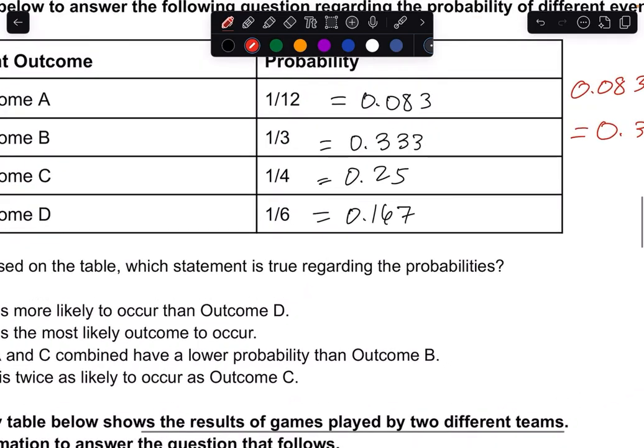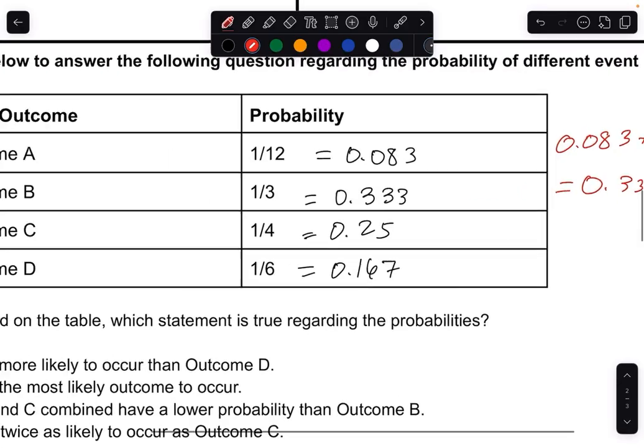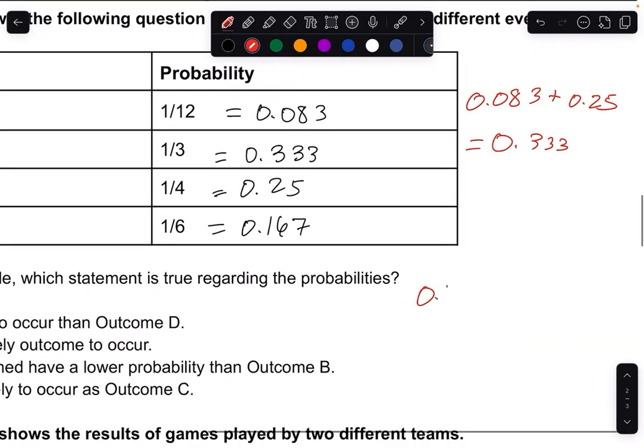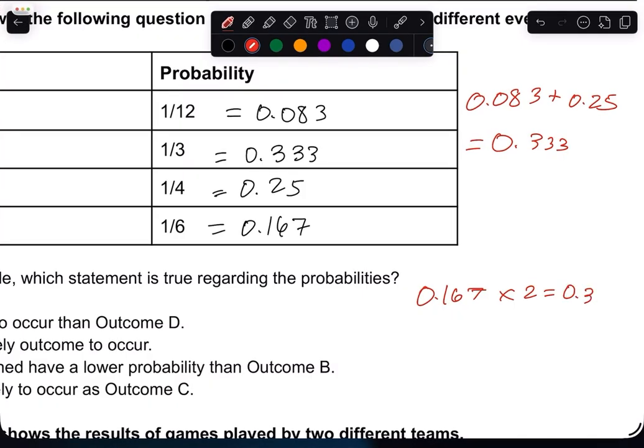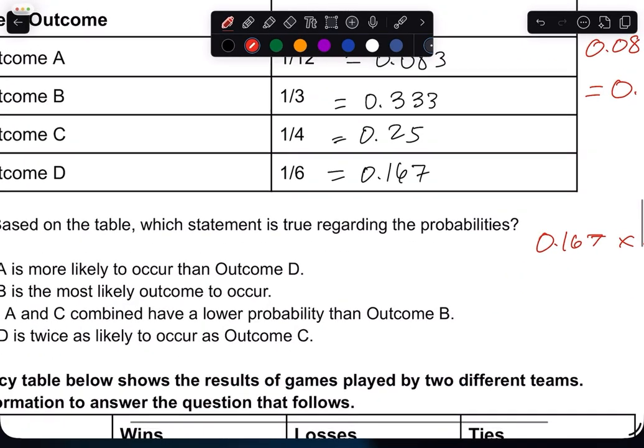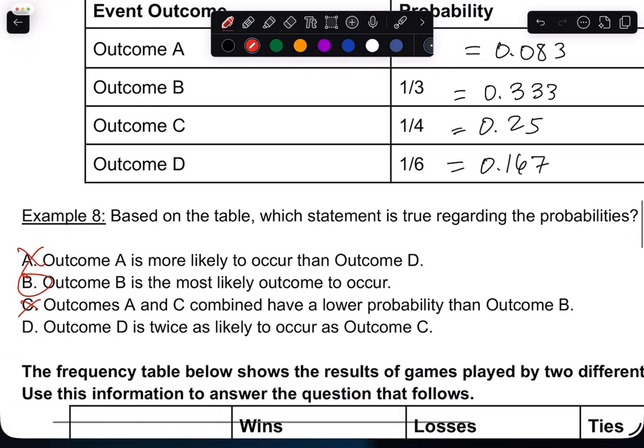Outcome D is twice as likely to happen as outcome C. So D is 0.167. It's twice as likely. I mean, you can probably guess off the bat it's not going to be that. But in that case, actually, 0.167 actually is bigger. Oh, I think they messed up. I don't think they meant to, because 0.167 times 2 is 0.334. Yep, I think they made a mistake. I think they should have flipped it.